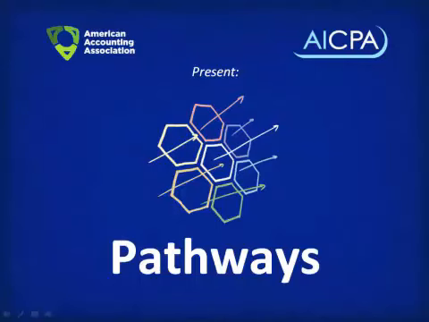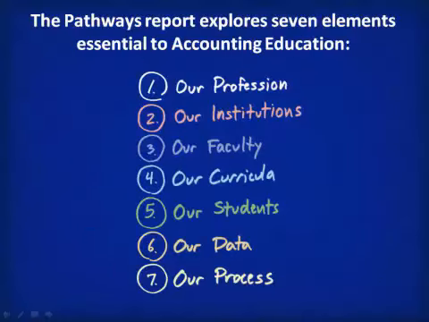So here is what I ended up doing. I came up with a symbol that represents the 7 main ideas of pathways, and I put them together in the form of this sort of beehive as a memorable, vivid example to pull everything together. Here's why. Because as you went through the 200 pages, you realized that what the recommendations were based on were 7 different ideas about academic approach to accounting. Our profession, our institutions, our faculty, our curricula, our students, our data, and our process.